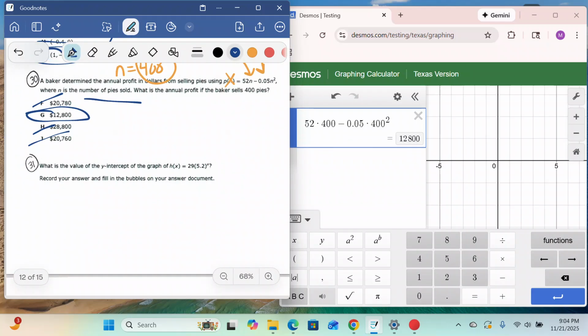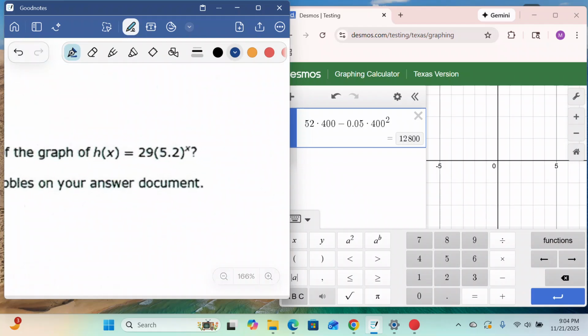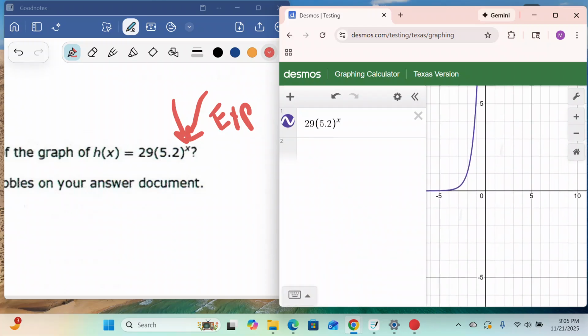Find me the y-intercept of h of x equals 29 times 5.2 to the x. And automatically I know this is another exponential. Why? Because you can see that that little x means that it's an exponential graph. So all I'm going to do is input this into Desmos, and I'm going to input 29, open parentheses, 5.2, close parentheses, a to the b, and I'm going to put x, and there it is. There's my graph. Desmos did all the work.